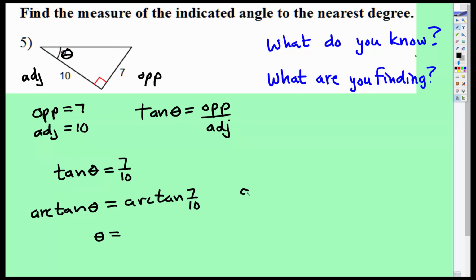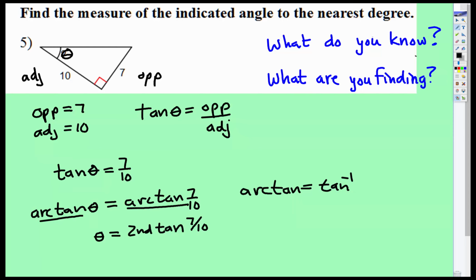Remember, arctan means the same thing as this notation. So on your calculator, when you're doing this step, if you've got the TI-30, you're hitting the second button, then the tangent, and then 7, fraction button, 10. So let's type that in.